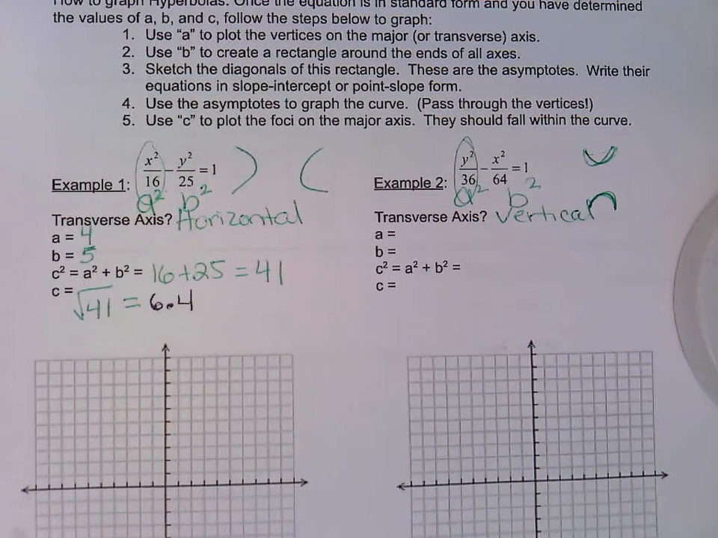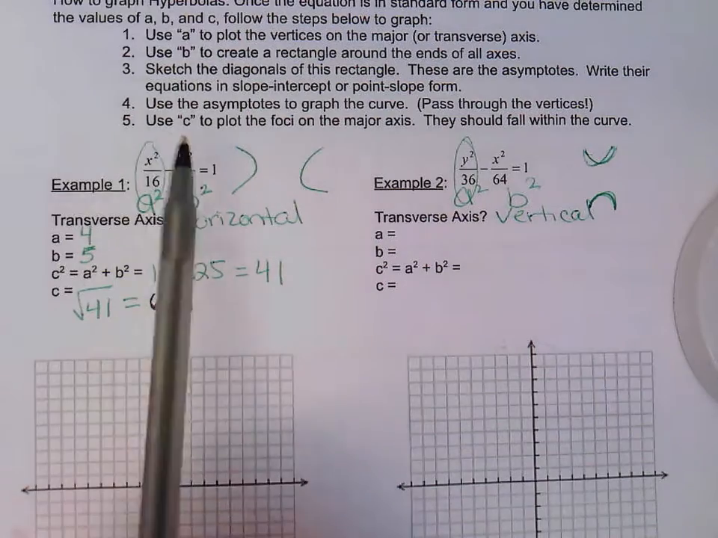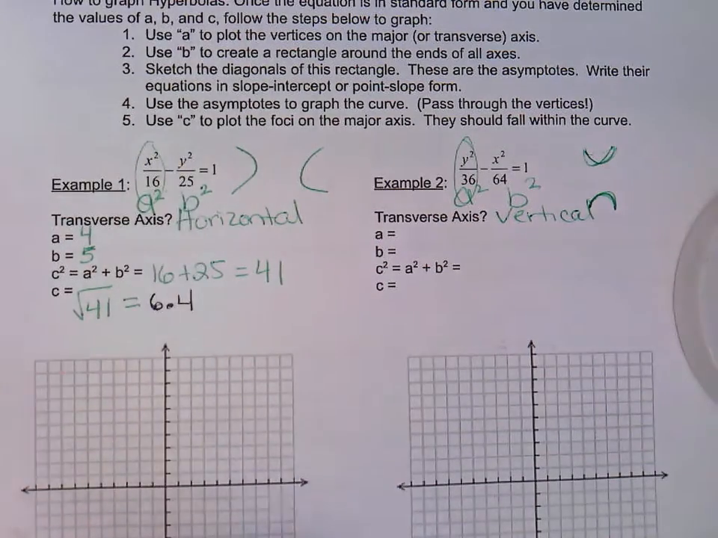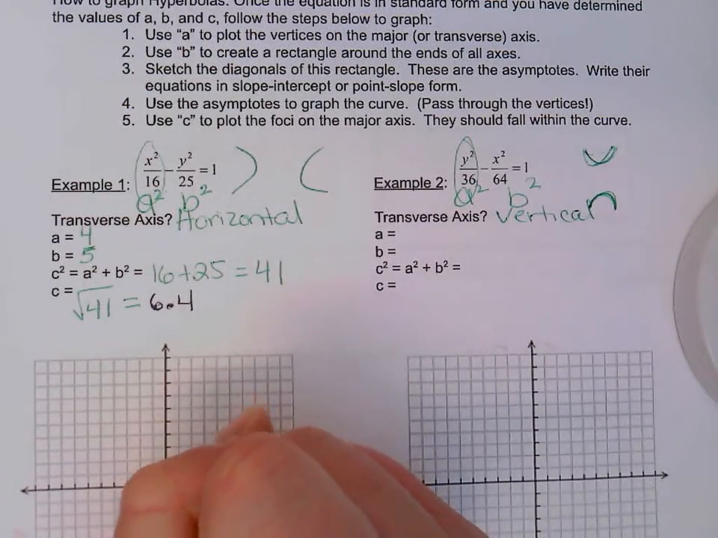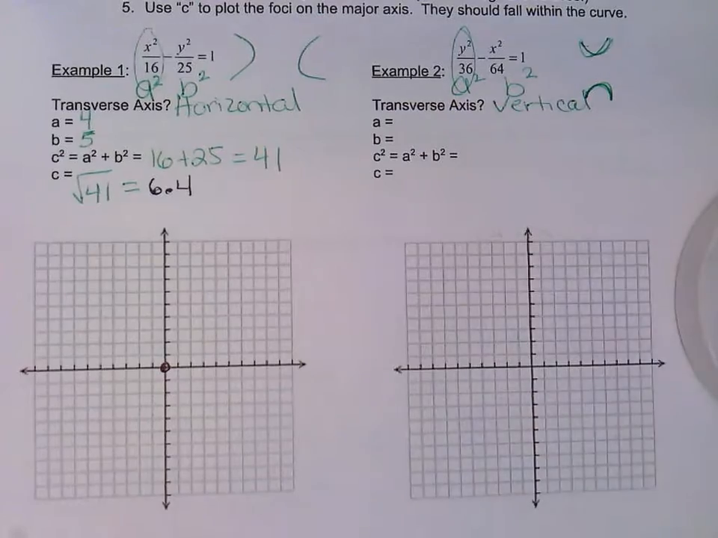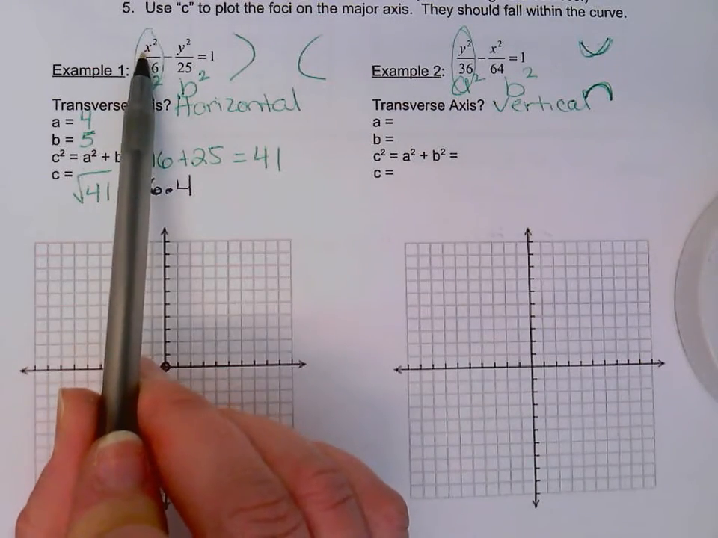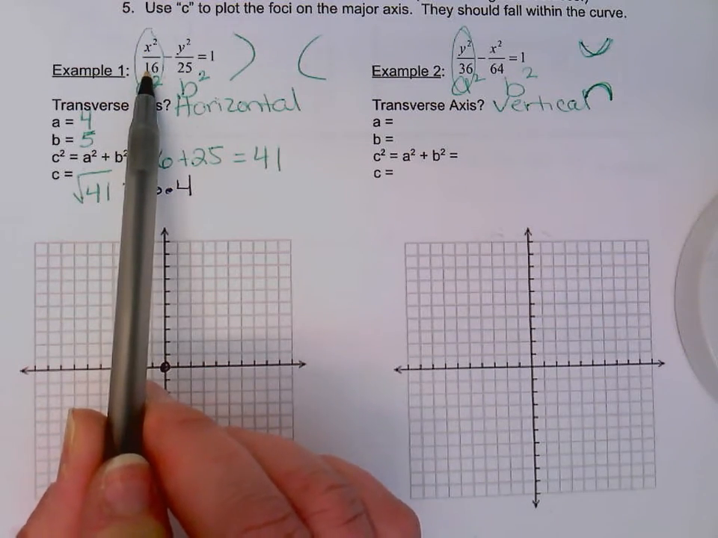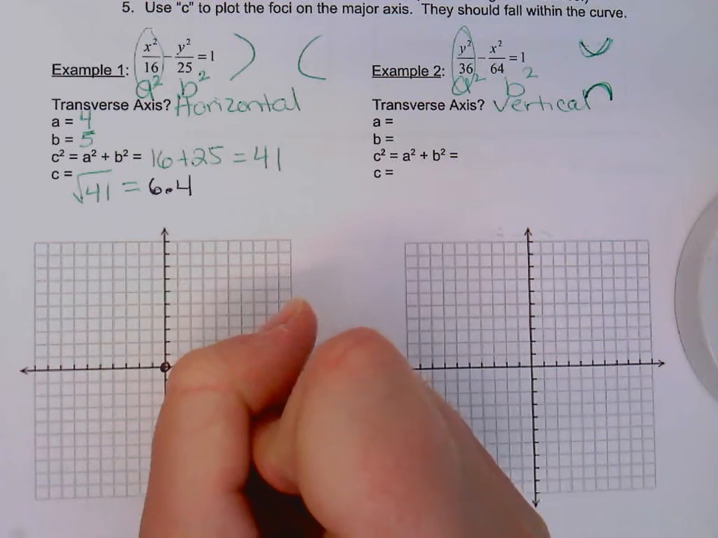All right, I didn't even mention the center, but we know that the center is at 0, 0 because there's no H and K. So I'm going to put a dot at 0, 0 because that's the center of my hyperbola. You start the same way you do an ellipse. In the x direction, x is horizontal, we're going to go 4 on each side and put our dot. 1, 2, 3, 4.